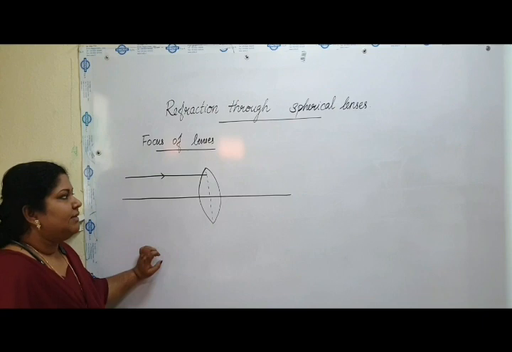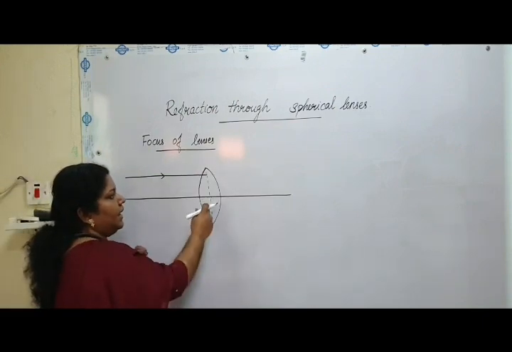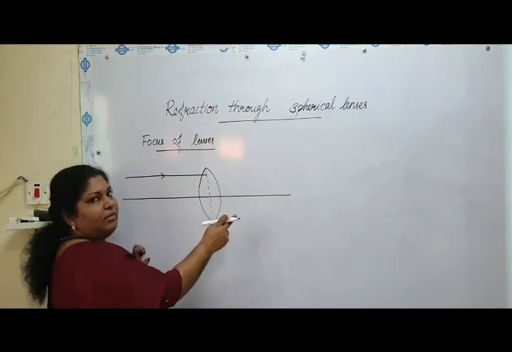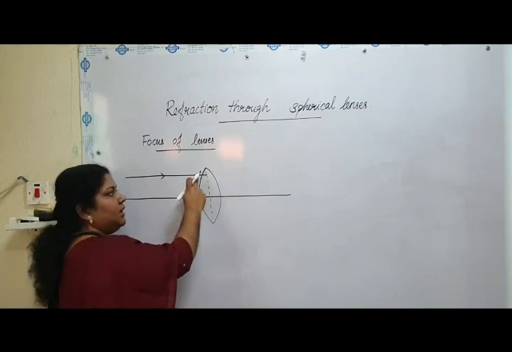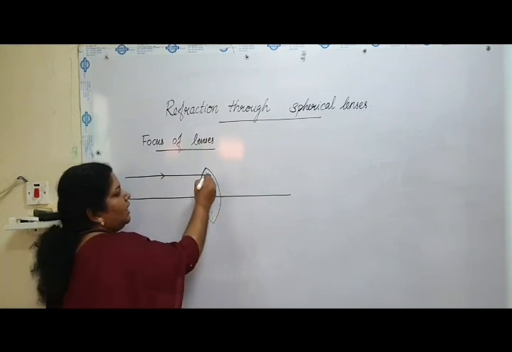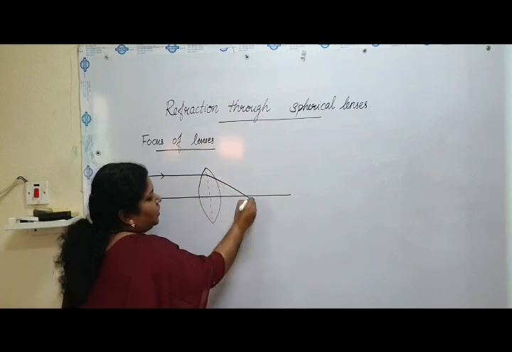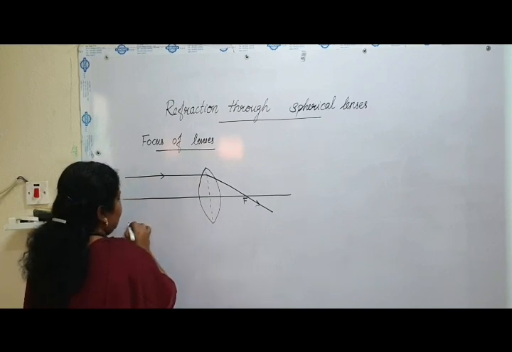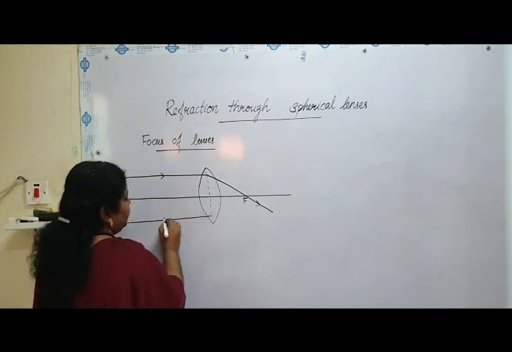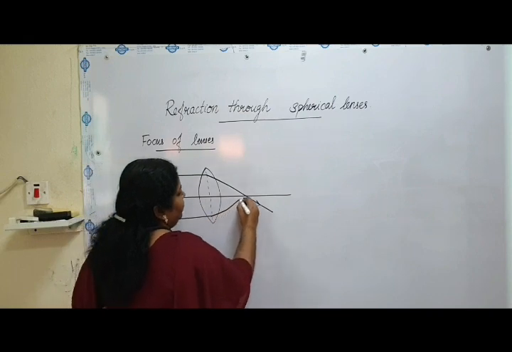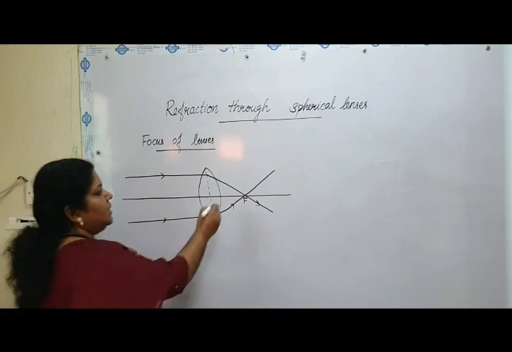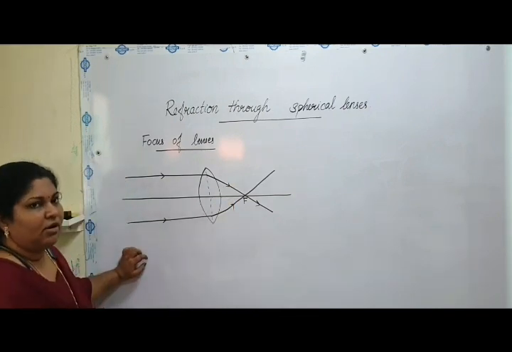So here we will not show that separately. We will just draw in the middle point, we will just draw a line, and from the middle, where it is touching, we will show that bending. Actually it should be in both these surfaces. So after refraction, it will pass through a point on the principal axis, and this point is known as the focus of a convex lens. So again parallel ray, after refraction it will pass through that point. So this is known as the principal focus of a convex lens.